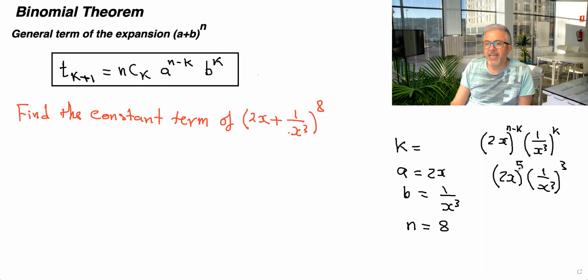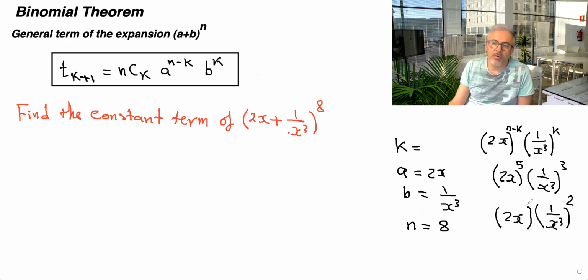And as you see, x is going to end up being to the 5, and here x is going to end up being to the 9. So that's not going to work. So I'm going to explore the next thing, 1 over x cubed. And I'm going to use 2 for k. And this is 2x. And 8 minus 2 is going to be 6.